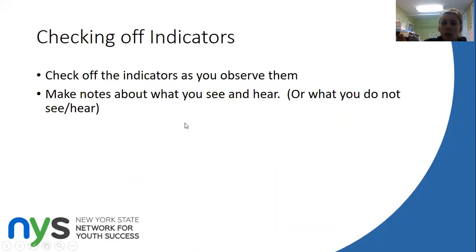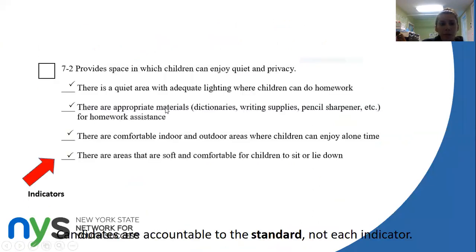Indicators. You should start checking off the indicators as you observe them. And you should also make notes about what you see and hear, or what you don't see or hear for that matter. So again, the indicators are the ones right down the side. These are the check boxes. Remember that all indicators don't have to be checked off. That the candidate is responsible for meeting the standard.